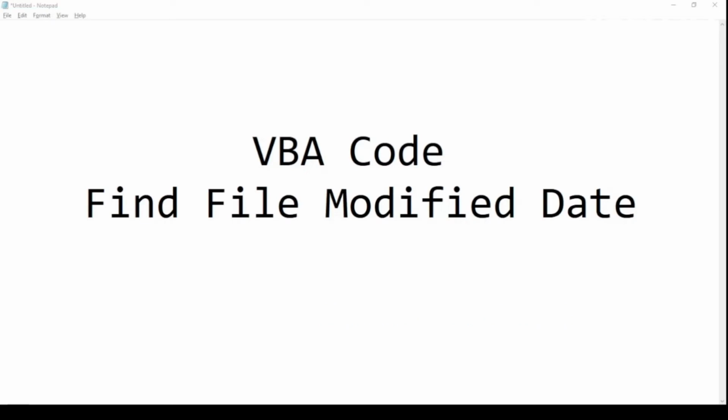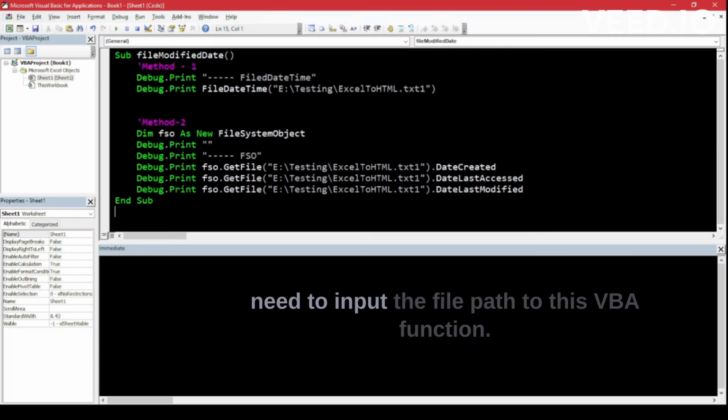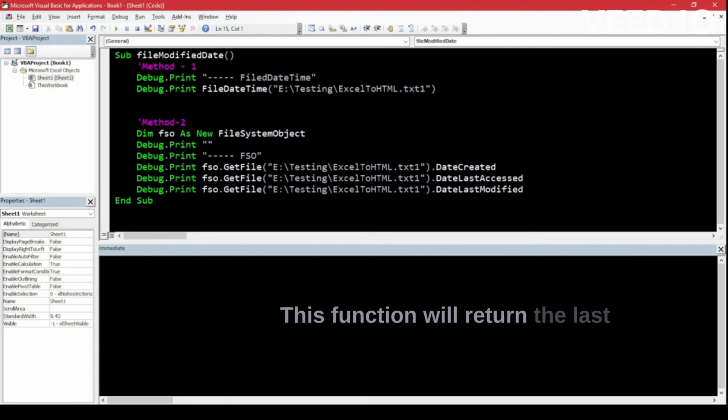Welcome to our channel. In this video we are going to learn about the VBA code to find the last modified date of a file. We just need to input the file path to this VBA function. This function will return the last modified date for that file.